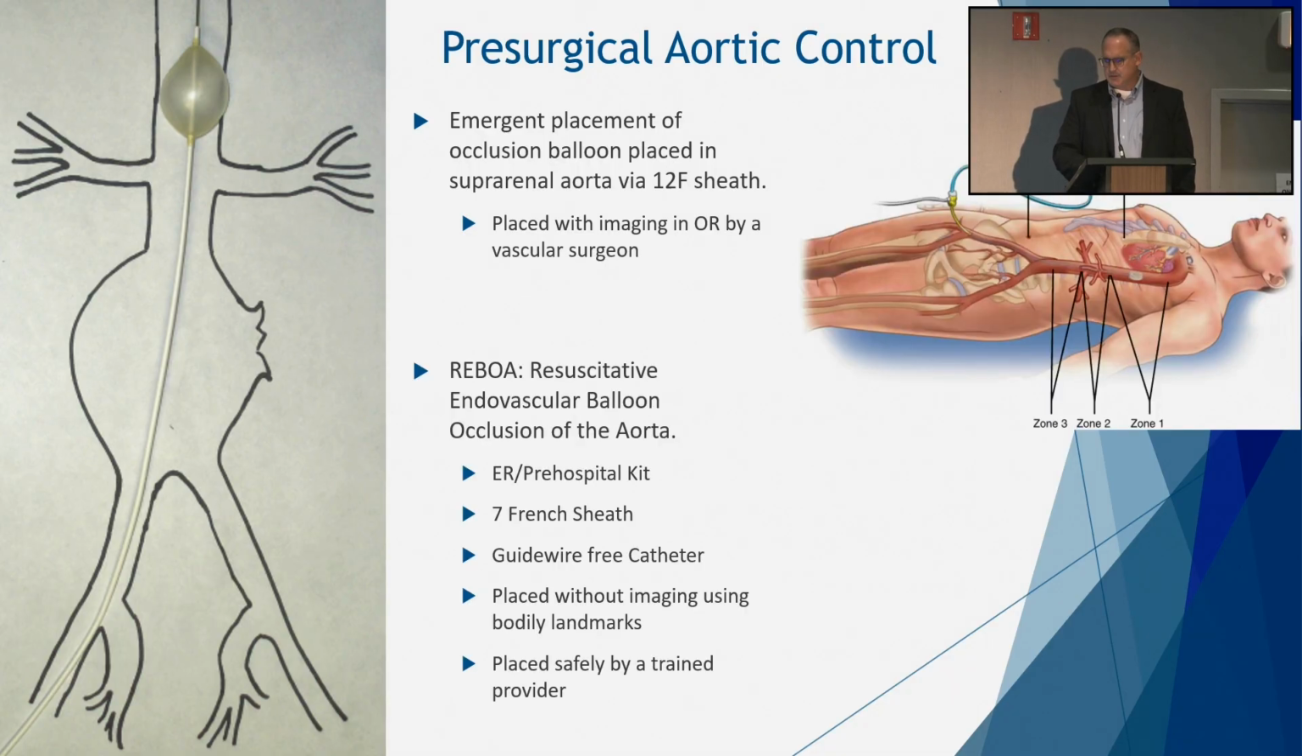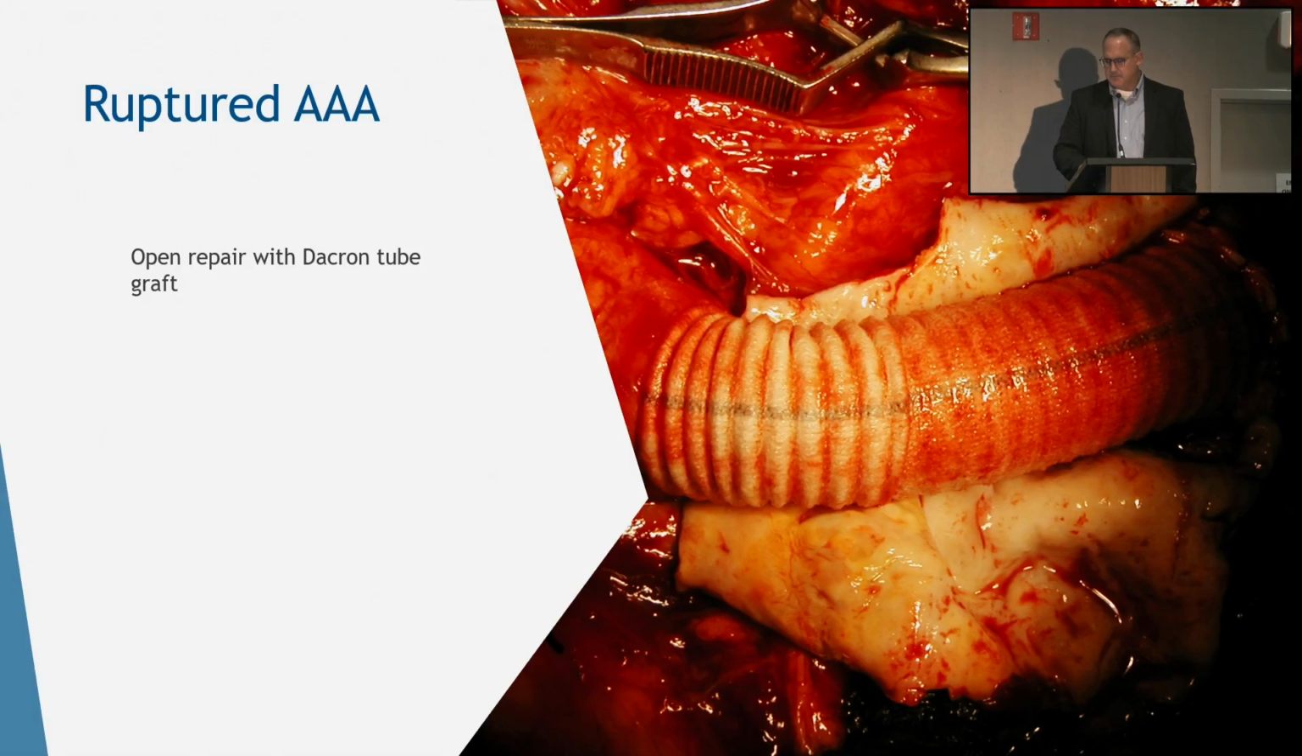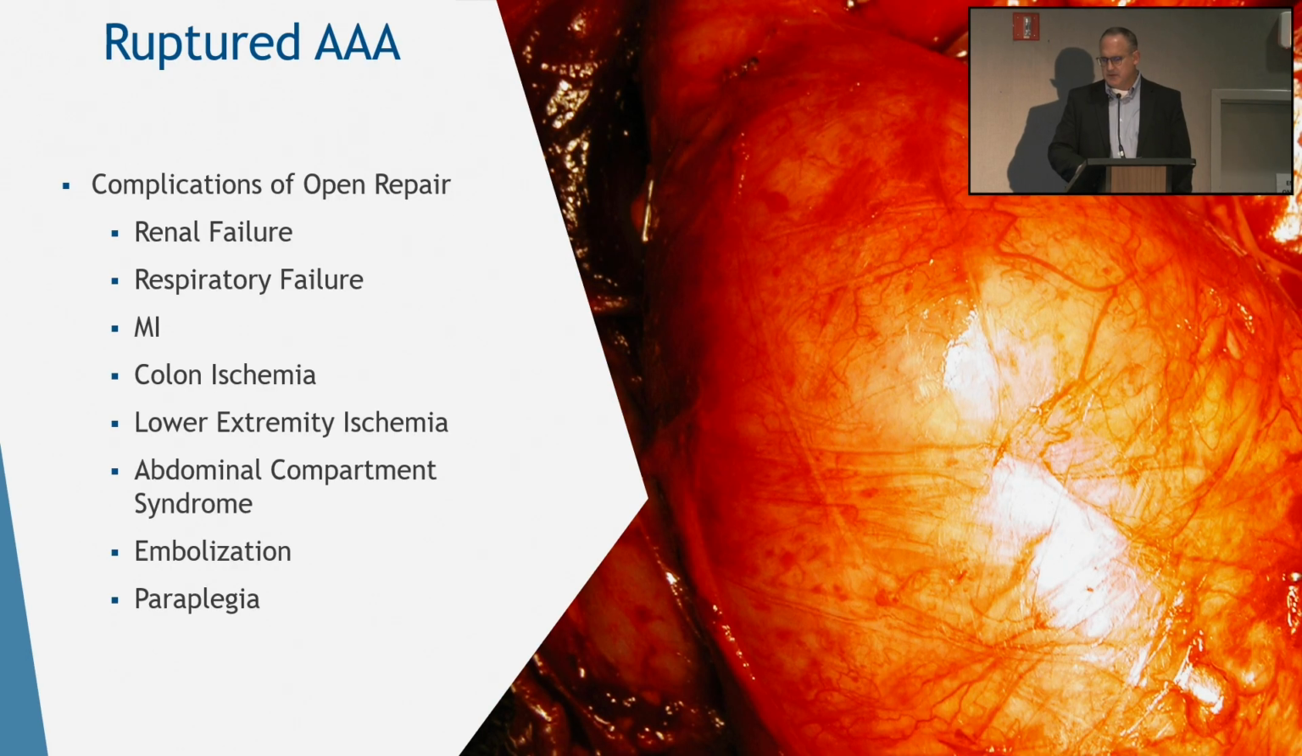We now can do it with a Reboa device that you can do in the ER, and ER doctors actually can get trained to do it. And they don't need imaging. You can put it in and occlude the aorta and support somebody until they get to the operating room. Again, this is open repair with a Dacron graft, and there's, like I said, multiple complications that occur.